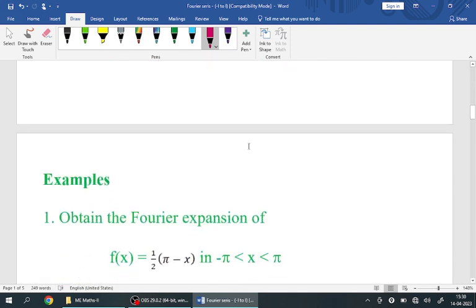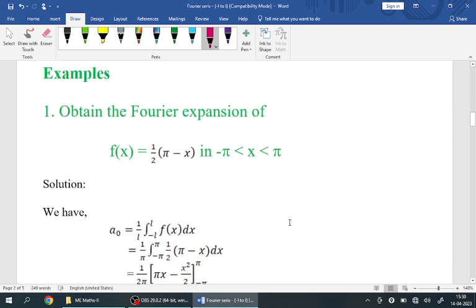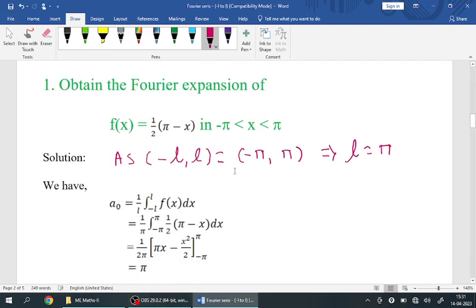Come to the example now. The first question: find the Fourier series or the Fourier expansion of f(x) = 1 by 2 times (pi minus x), and the interval is given as minus pi to pi. Remember, in a solution always start by comparing with the general interval, minus L to L. In this case we are given minus pi to pi. Step number 1, write the value of L. Here L is pi.